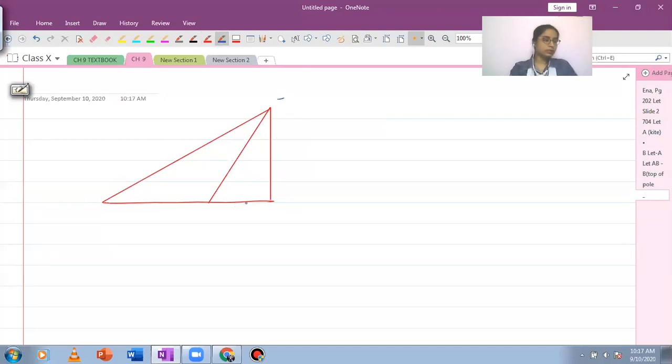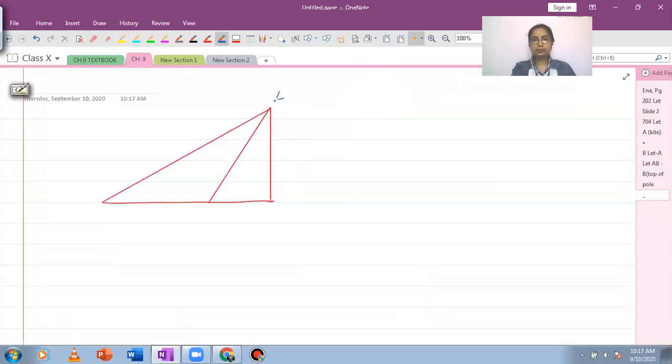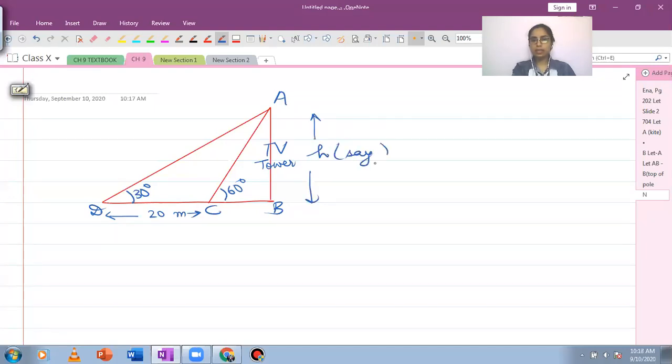Since the figure is given, please use the same letters. So we have A, B, C, D. This is 30 degrees. This is 60 degrees. This distance is 20 meters. And this is the TV tower whose height you want to find out. So let us say this is H, and you want to find out the width of the canal. So let's take it as X.